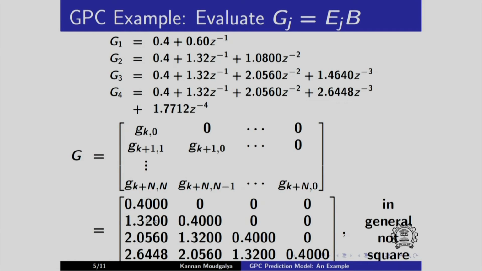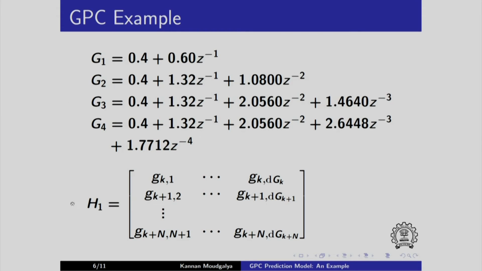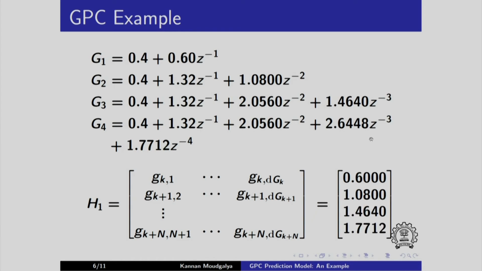In general, this is not square. For example, we could have estimated G5, G6 and so on, we would have stacked them up. In general, it is a tall matrix. These are G terms, we start with that again. And let us get this H1 matrix, which is given here, and K of 1. So this is 0th element, this is first element, 0.6. The next one starts from 2 onwards, this is 0, 1, 2, so it starts from 1.08. Continuing in this manner, we can complete the other terms.